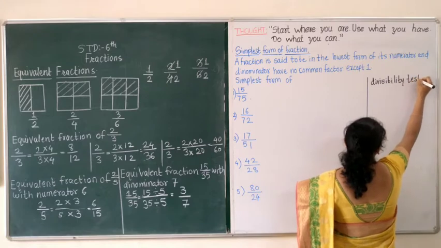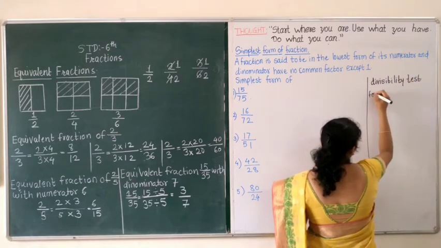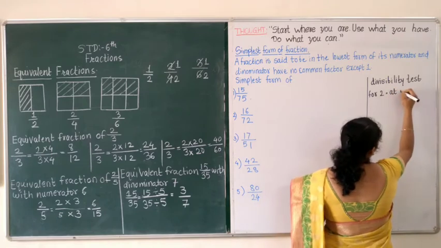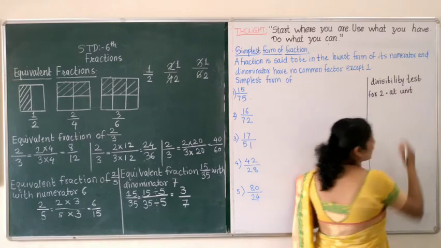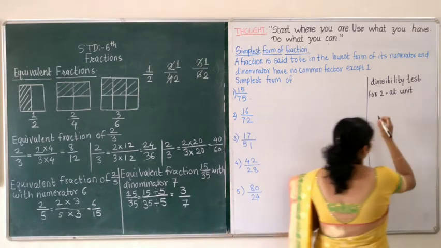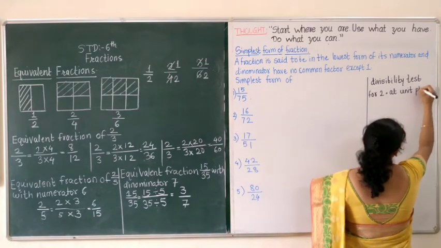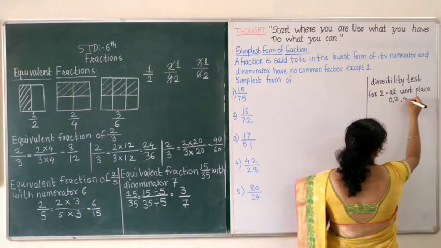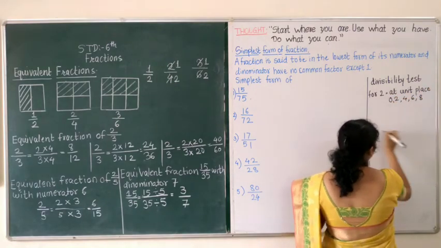So what is divisibility test? For 2, what will be the condition? At unit place, already you have studied in the first term. Okay, so listen carefully. At unit place, which numbers should be there? 0, 2, 4, 6 and 8.